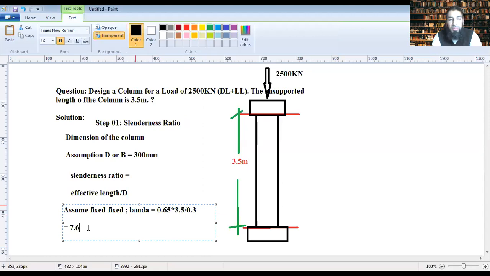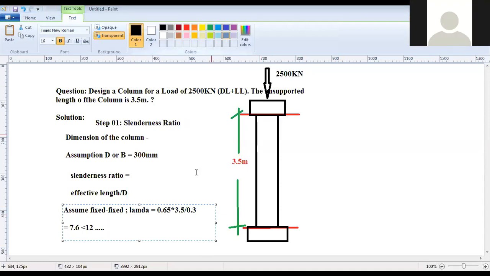Is it 7.6? So this is less than 12. So what is it? Sorry, this is a short column.